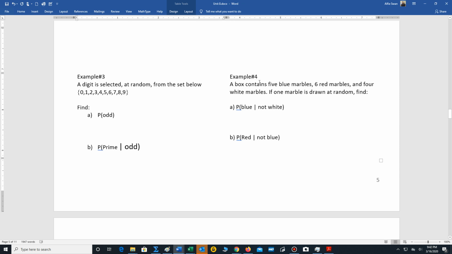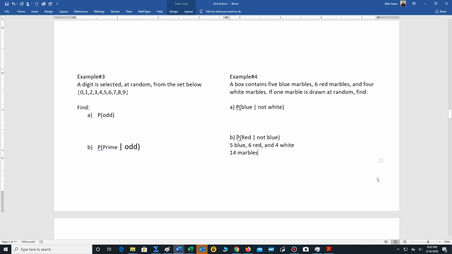So let's take a look at example 4b. 4b says the following: a box contains 5 blue marbles, 6 red marbles. So let's write this out. 5 blue marbles, 6 red marbles, and 4 white marbles. So altogether there's 14 marbles. All right, so let's answer the question.